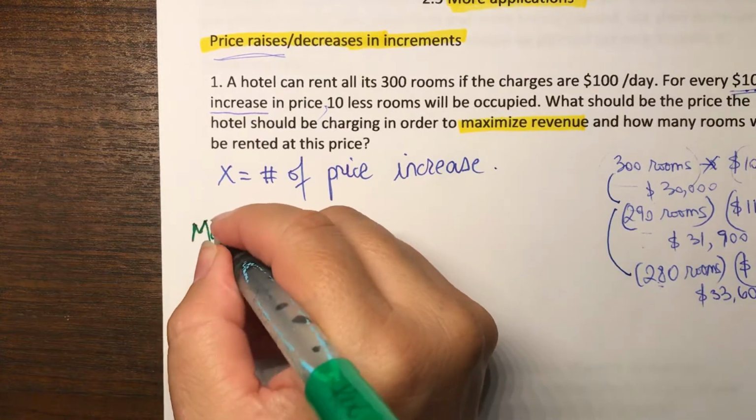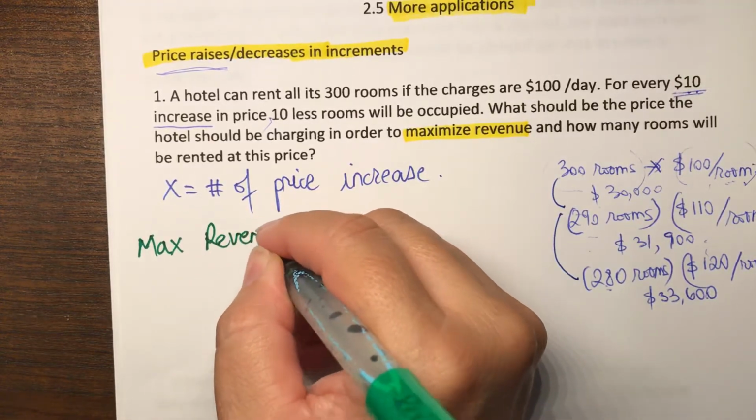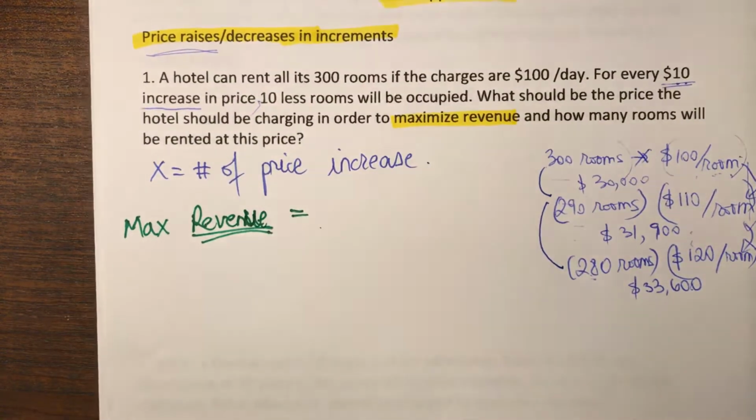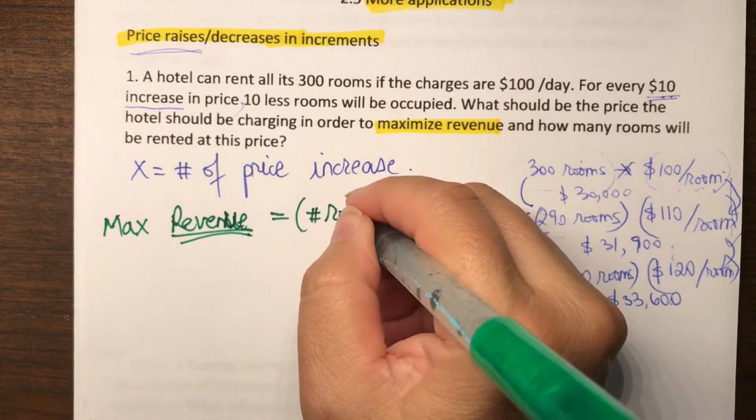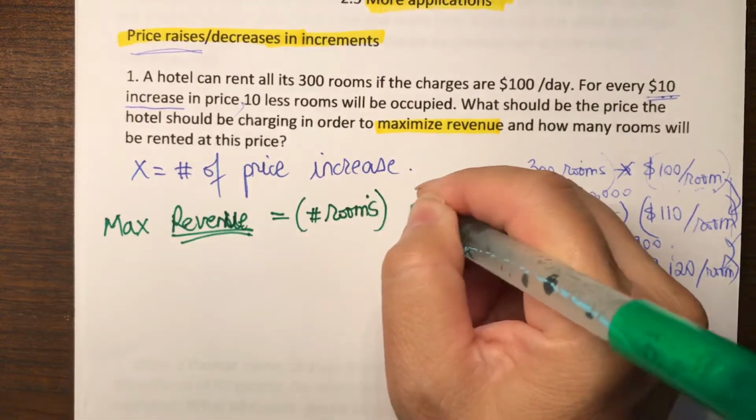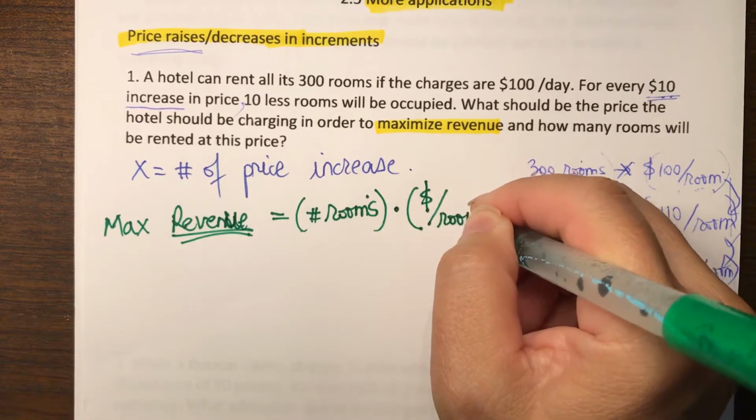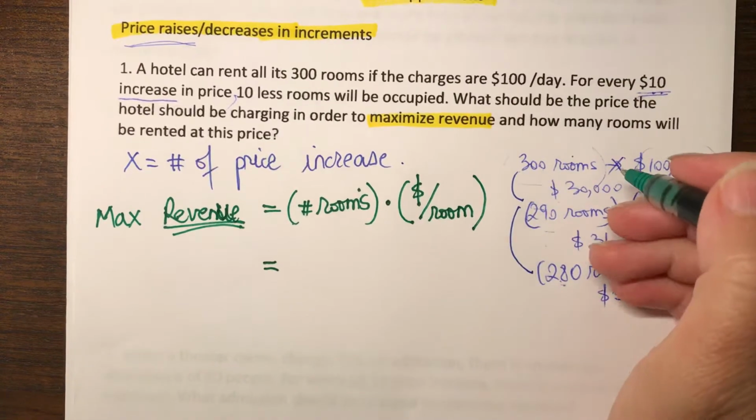Not profit, just revenue. So same as we discussed in the last section. How do you make money? Well, you sell some items, in this case, rooms, at a certain price, right? At price per room. Okay, that's it. So, how many rooms are we going to rent?